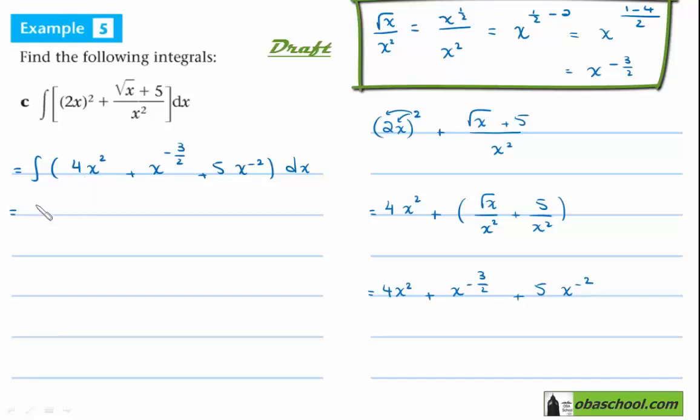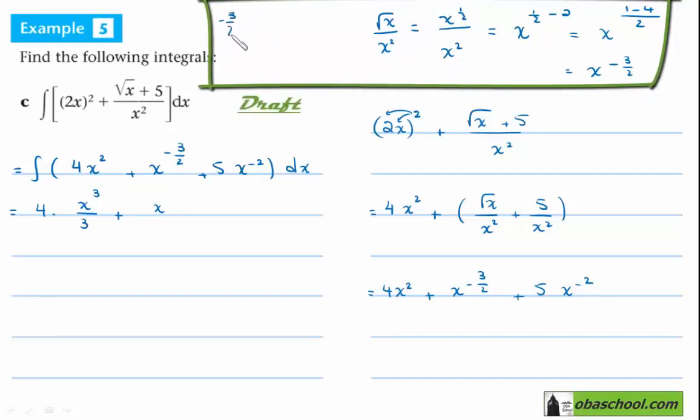Therefore, let's do a straightforward integration. For the first term, 4x², it's 4, the constant, multiplied by x to the power n plus 1, which is 2 plus 1, 3, divided by n plus 1, that is 3. Plus, for the second term, x to the power minus 3 over 2 plus 1, n plus 1 is equal to minus 3 plus 2 over 2, equal to minus half. It will be x to the power minus half over minus half. The third term, 5x to the power minus 2, is 5 multiplied by x to the power minus 2 plus 1, which is minus 1, over minus 1, plus a constant.